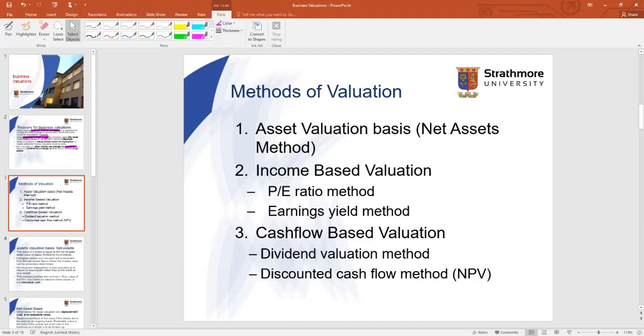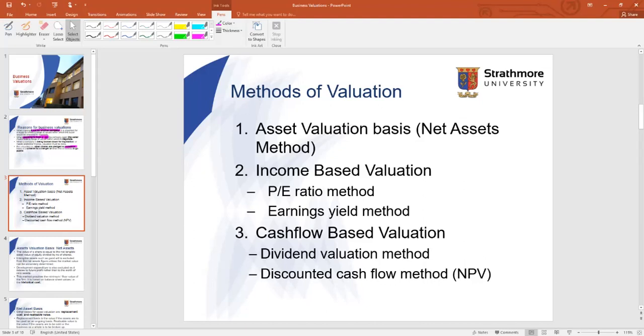Okay, so it's simply the total excess of the total assets of the company over total liabilities. The first method we should discuss together. Then you can also use what is called the income-based valuation. Two of them are the use of the PE ratio method and the use of the earnings yield method.